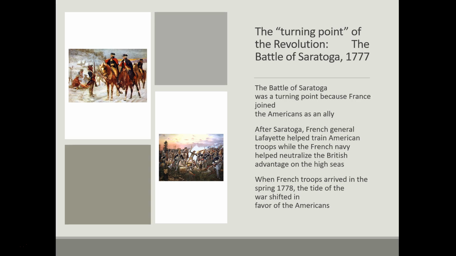After Saratoga, French General the Marquis de Lafayette helps train American troops and gets them the training that they have been lacking, while the French Navy helps neutralize the British who had the advantage on the high seas, because the French also have a pretty good navy. So when French troops arrive in spring of 1778, the tide turns even more in favor of the Americans.